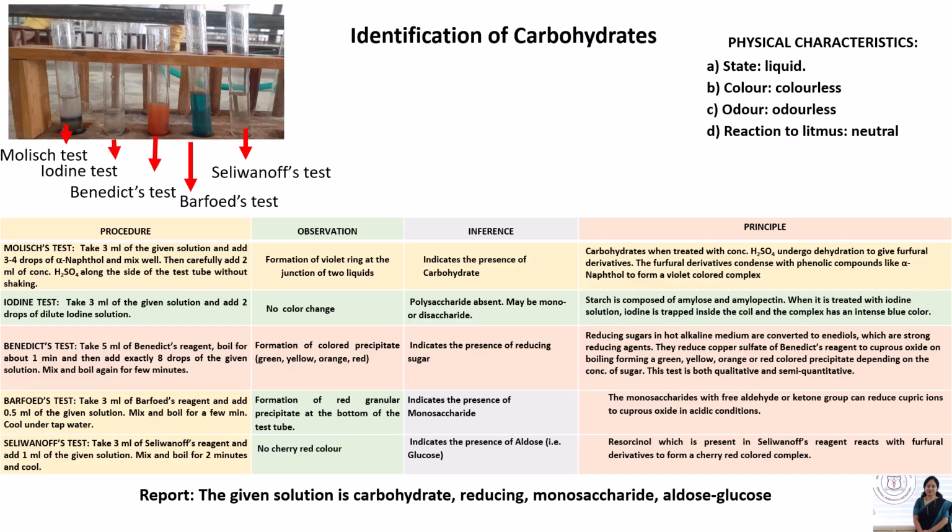So resorcinol, which is present in Seliwanoff's reagent, reacts with furfural derivative to form cherry red colored complex. Here, there is no formation of cherry red color. So this indicates keto sugar is absent and it is aldose. Now how to report this sample? So the given solution is carbohydrate, reducing monosaccharide, aldose sugar, or aldose glucose.